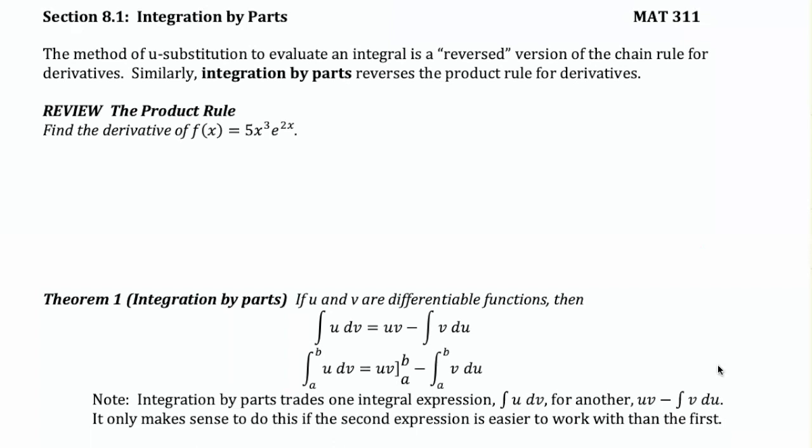We're moving now to Chapter 8 to learn different techniques of integration. The first one we're going to talk about is integration by parts. In the same way that u substitution was used when we're trying to reverse the chain rule, we use integration by parts to reverse the product rule for derivatives. And just to make sure we all remember our product rule, I'll go through an example.